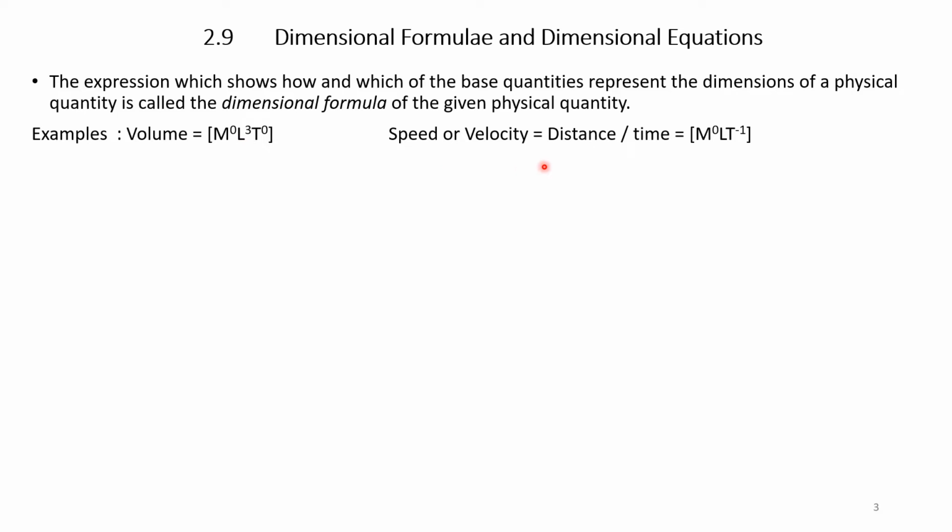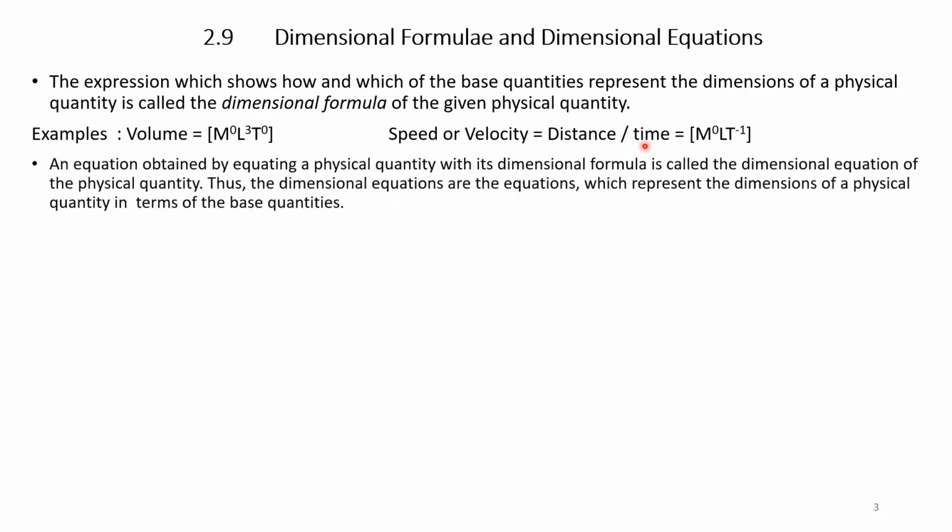Similarly, speed or velocity is defined as distance over time. Distance is L and time is T. Therefore, it is L divided by T, that is L into T to the power of minus 1, but it has no mass. So, we have to write M is 0, L is 1 and T is T to the power of minus 1.